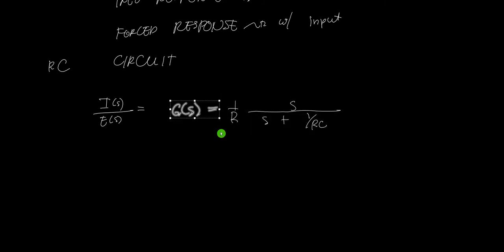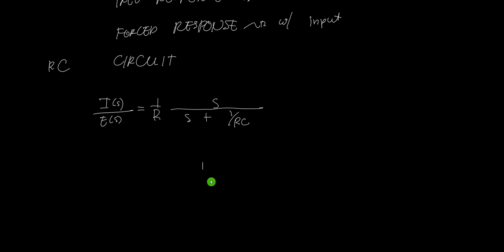We can remove this G. And this is the transfer function of an RC circuit. Now, our input is E, our output is I. So if you want to determine the time response, it depends on what type of response we are looking at.